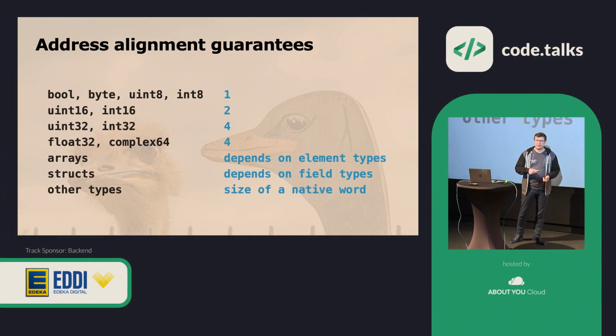Before getting to some examples, let's take a look at some address alignment guarantee values. We see that for small data types, like numerical data types, it's 1. For larger-ish ones, like complex64, it's going to be 4. For structures, slices, and more complex types, it depends on what you store in them. It depends on the fields they contain.